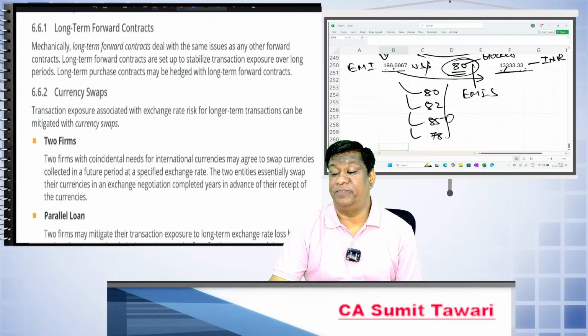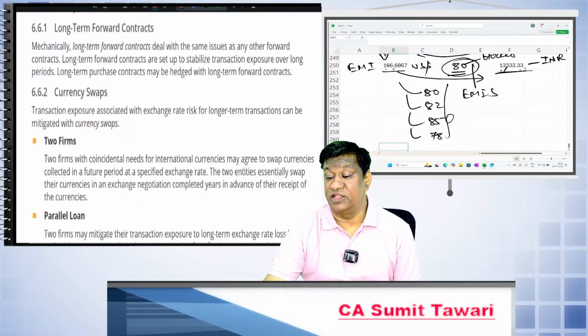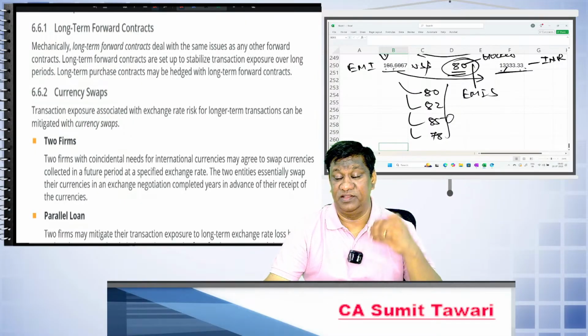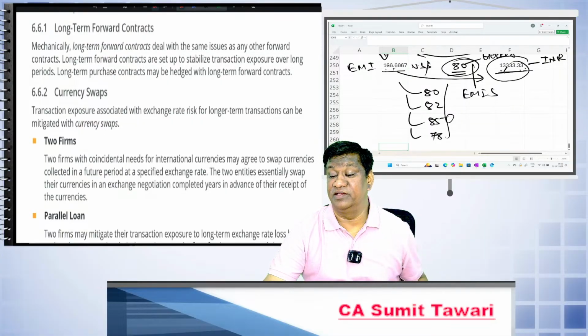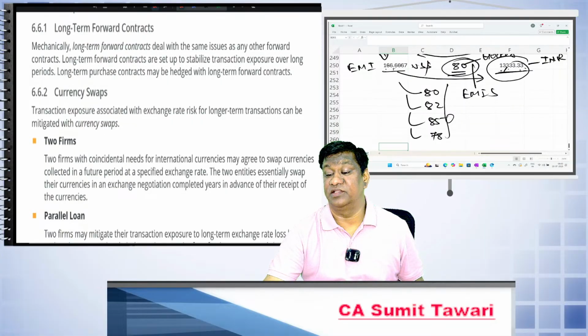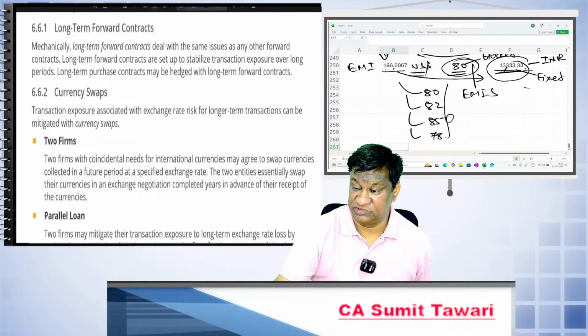But because of the swap transaction, for the 10,000 US dollars he took, he needs to pay in INR, in the domestic currency, like 13,333. So always with respect to the EMI of 166.667 US dollars, against this EMI obligation he needs to pay the fixed 13,333. That's why his exchange rate gets locked in this situation.